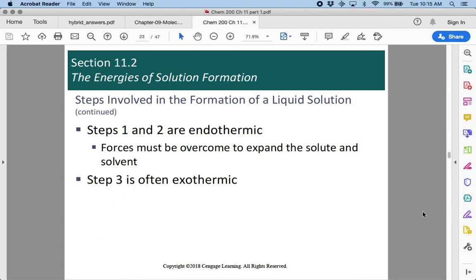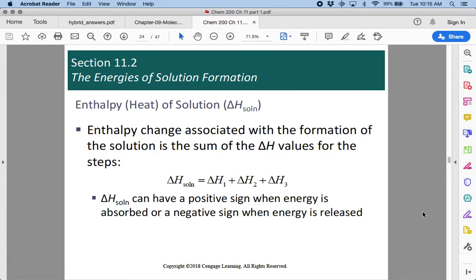And so we need to go through and logically break down the different steps that are occurring and think of them in their thermochemistry environments. Steps 1 and 2 would be an endothermic process, because we're going to have to overcome our solute and solvent, which were stable. We're breaking them apart. So those would be endothermic processes. And step 3 is oftentimes an exothermic process.